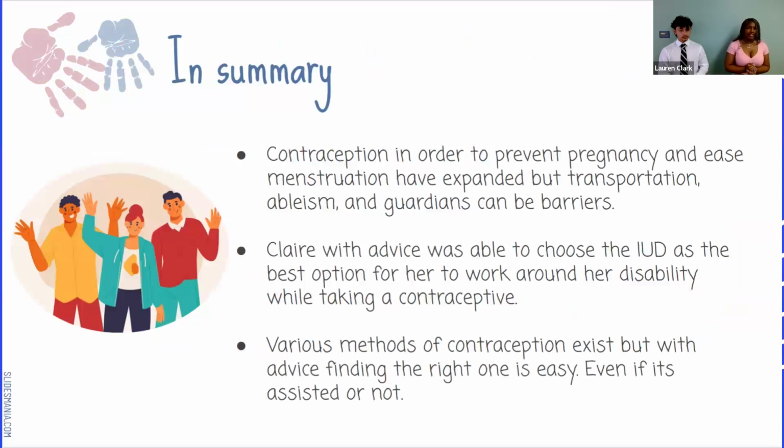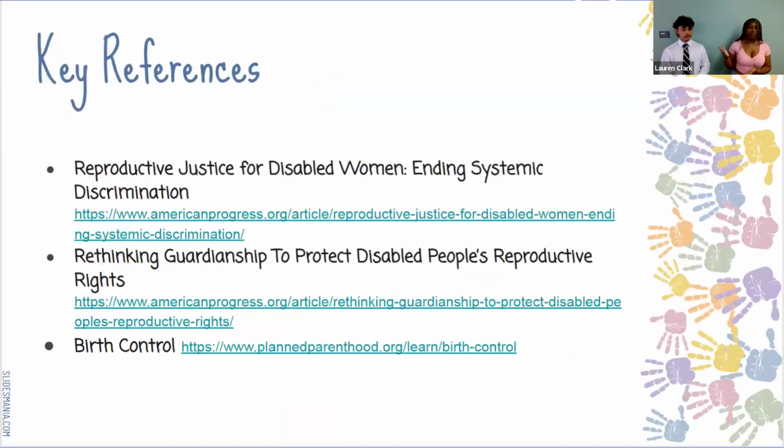So in summary, our presentation covered contraception, which is used to prevent pregnancy and ease menstruation, and also that transportation, ableism, and guardians can be barriers in this topic. And we had our example case study, Claire, that we decided should use an IUD as the best option for her and to work around her disability. And also there are various methods of contraception that exist, and with advice, finding the right one is easy, even if it's assisted or not. And these are our references that we used to conduct our presentation. Thank you.